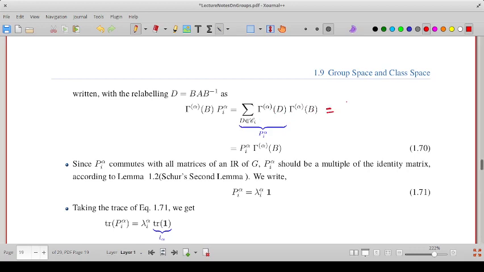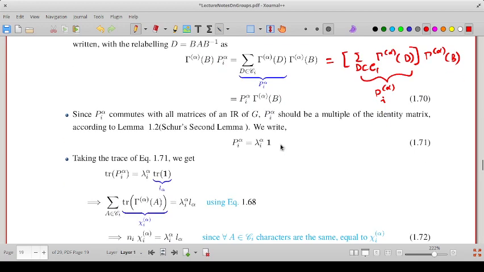So this can also be written as the summation over D in Ci, gamma alpha D times gamma alpha B. But this object is nothing but P alpha I. So the result is that gamma alpha B times P alpha I is equal to P alpha I times gamma alpha B. Which says that P alpha I is a matrix that commutes with all representation matrices of the irreducible representation gamma alpha.